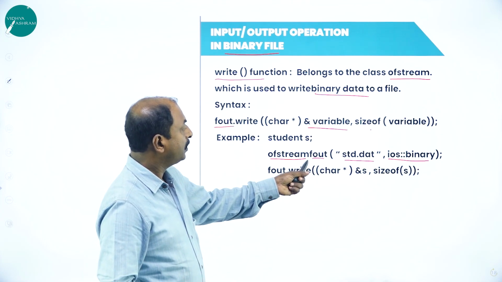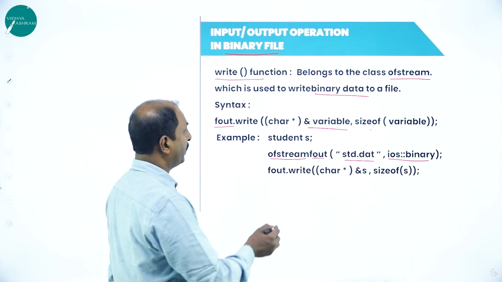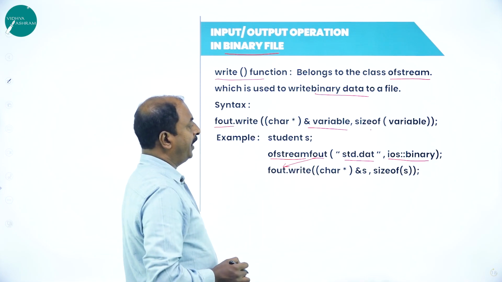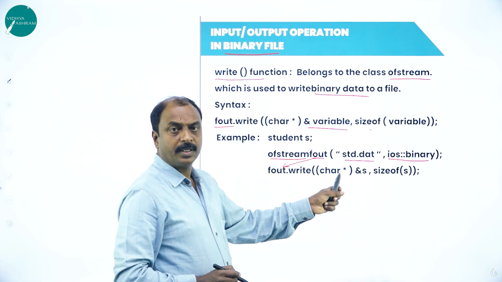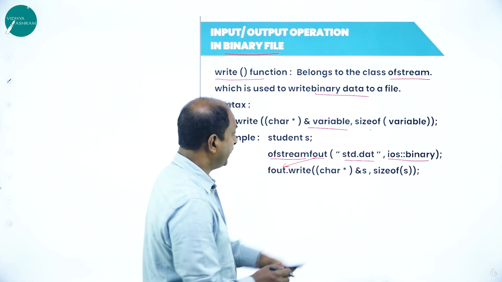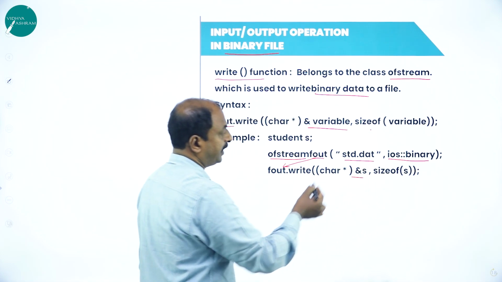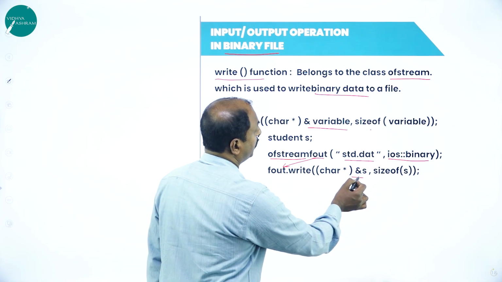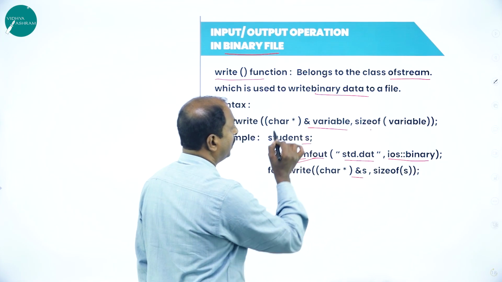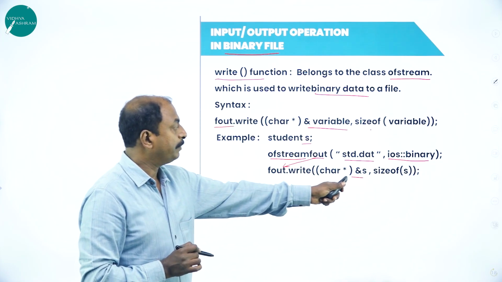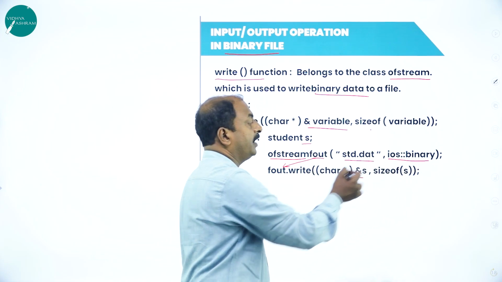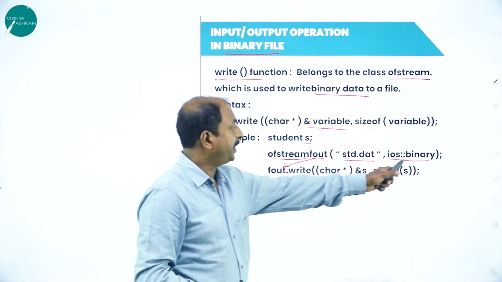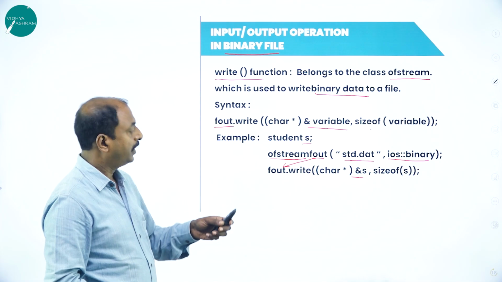So ofstream is for output operation and fout is an object here. Next, as per the syntax, fout.write with a character pointer, so it's a pointer variable, &s. Here we have learned that ampersand is the address-of operator. So it is going to read from this particular object, where s is an object, &s, sizeof(s). So this is the syntax to write data onto a binary file. So this is the write function.